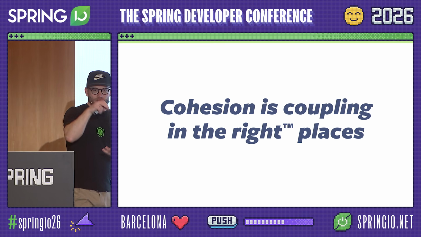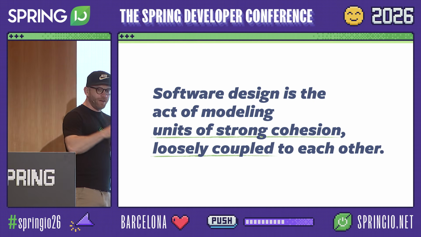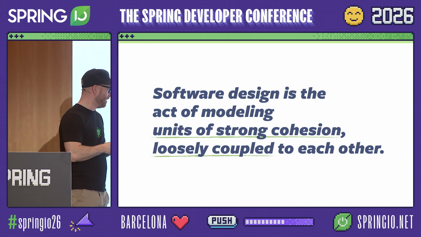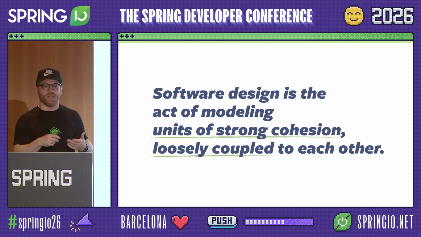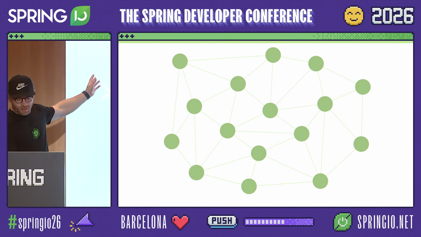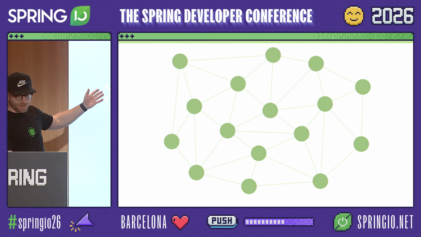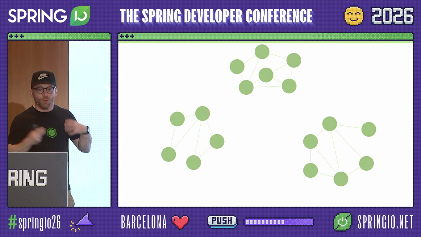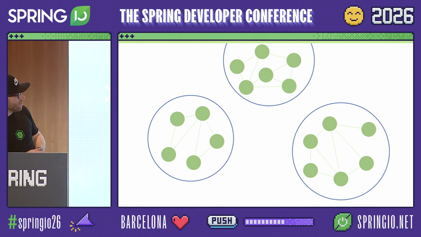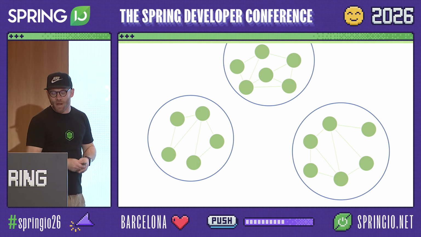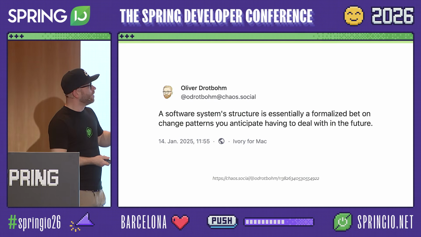So ultimately, zooming out a bit, the entire act of software design is basically creating elements of strong cohesion that are loosely coupled to each other. So what does it mean to our graph here? We don't want to deal with just this unorganized mess, but we want to find groupings of these elements that we can surround with some kind of border, and then hopefully we find ourselves in a place where a change actually stays within that.